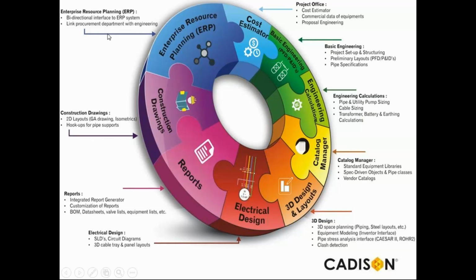And finally, the ERP interface. The whole CADISON system is bidirectionally interfaced to the ERP system. This can link the procurement department with engineering.